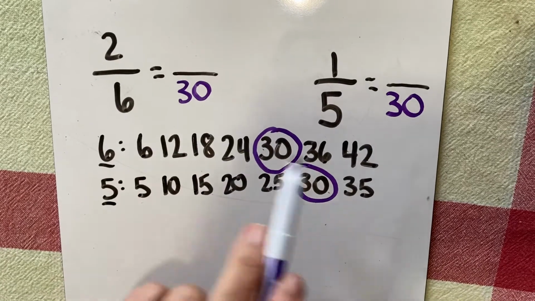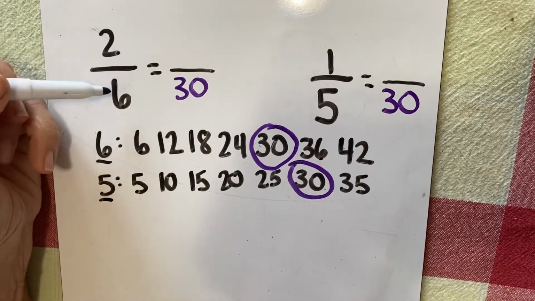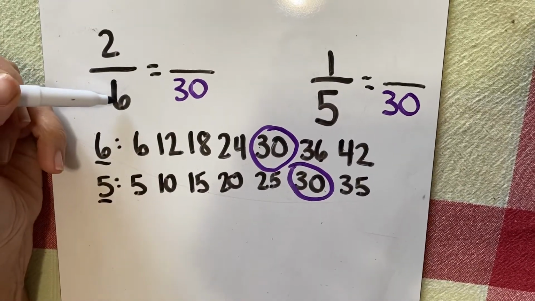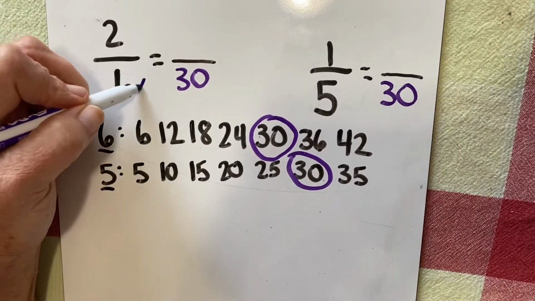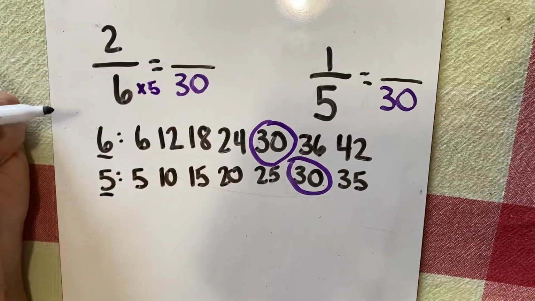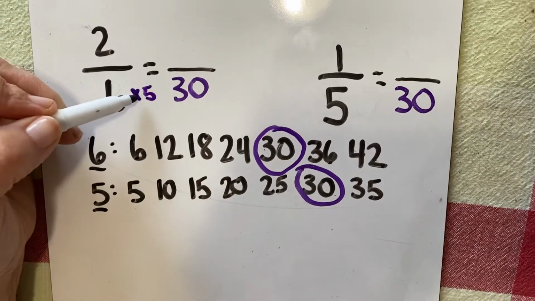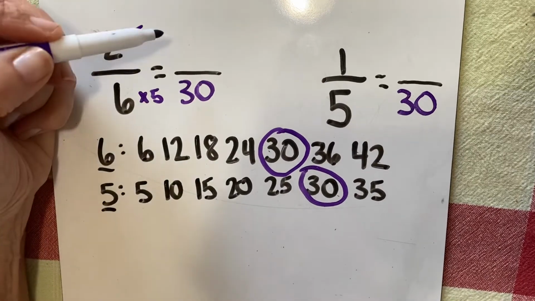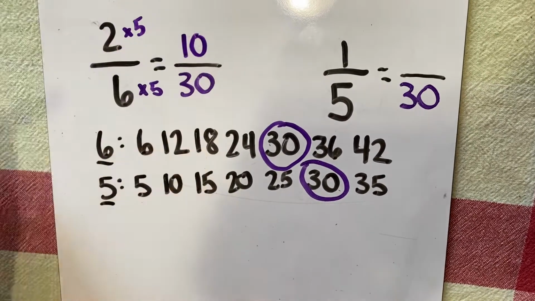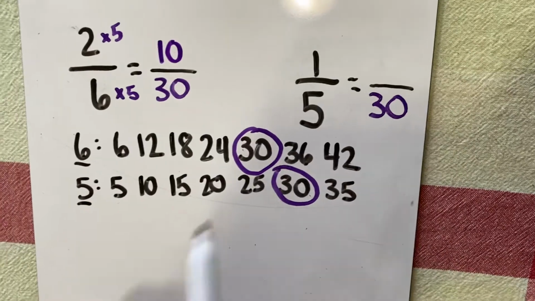And we've done this before, so remember how we do that. We look for the missing factor. 6 times what equals 30? Oh, I know. 6 times 5 equals 30. And so whatever I do to the bottom, I gotta do to the top. 2 times 5 is what? Yeah, 10. Perfect. And then I come over to this other fraction.